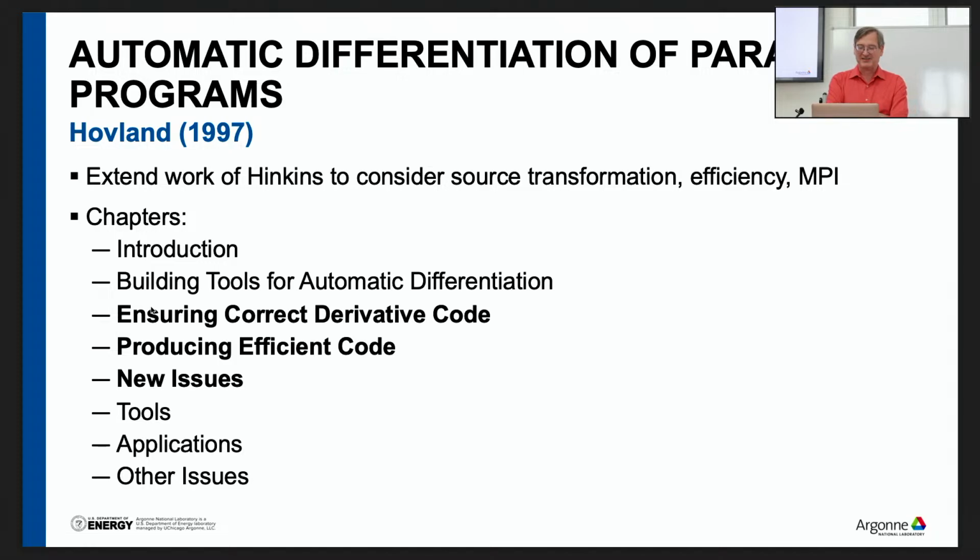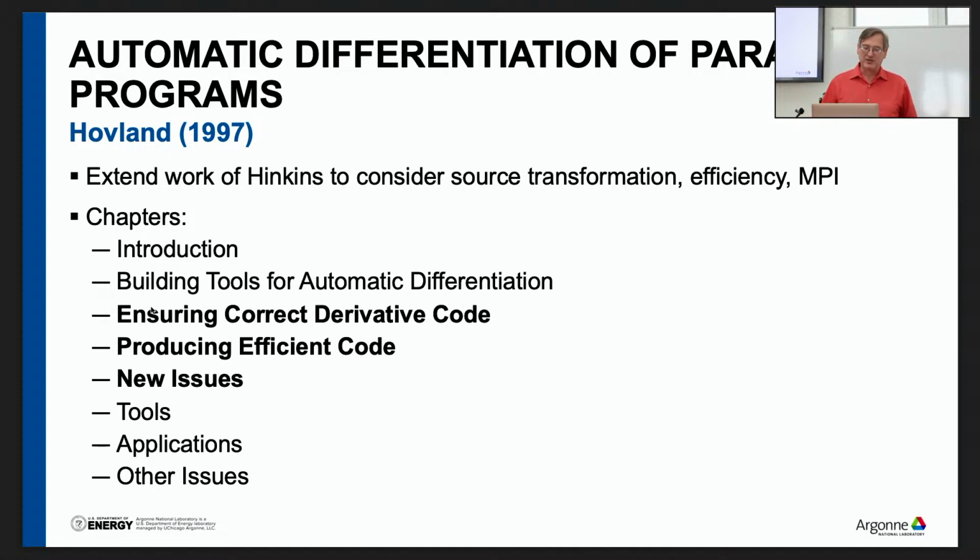This looked at extending the work of Hinkins to look at source transformation, efficiency, and MPI. I was writing the thesis at the time that the Adifor tool was still kind of new and exciting, and so we were looking at how we can take tools like Adifor and adapt them so that they can be applied to parallel programs, especially parallel programs implemented with MPI. MPI was also brand spanking new at that time. So these are the chapters in my thesis.